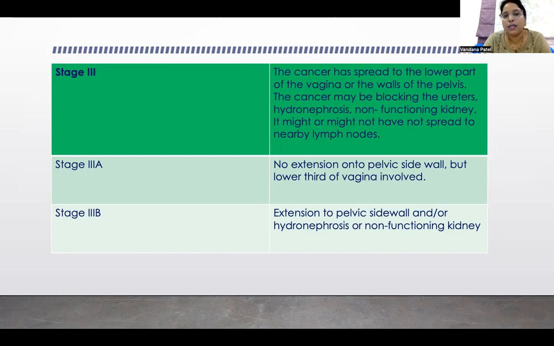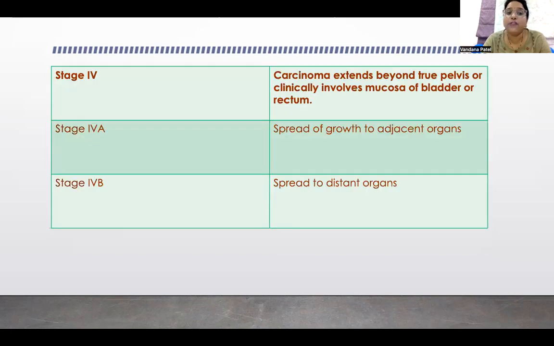So in stage 3A, there is no extension onto the pelvic side wall, but the lower third of the vagina is involved. But in stage 3B, extension has occurred to the pelvic side wall along with hydronephrosis or non-functioning kidney. In stage 4, all the organs adjacent to the cervix have been involved, like the bladder in front or the rectum behind. Along with this, there will be involvement of lymph nodes and distant metastasis will be seen.